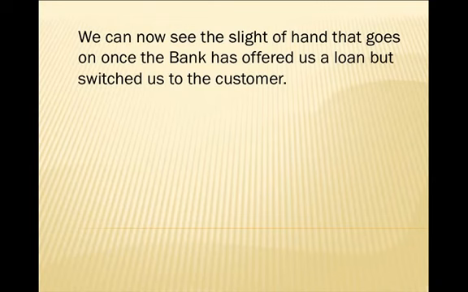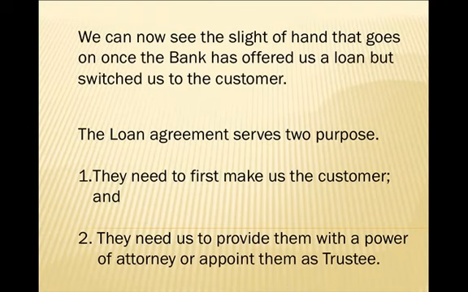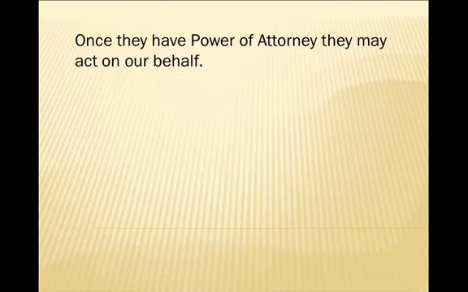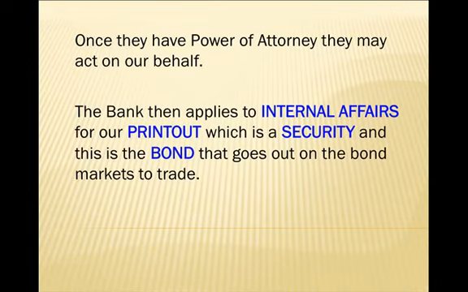Okay, now that we've seen the sleight of hand that goes on once the bank has offered us a loan but switched us to the customer, the loan agreement serves two purposes. They need to first make us the customer, and secondly, they need us to provide them with a power of attorney or appoint them as trustee. They've done that in that document. So straight away, we become subservient to them, and once they have the power of attorney, they may act on our behalf. That's a bit of a problem, isn't it?